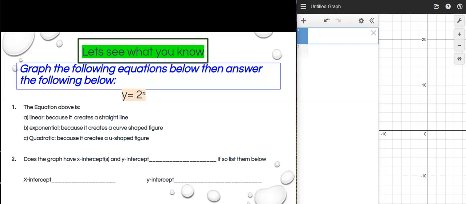So first of all, we're going to start off with a little warm-up just to see what you guys remember. Here it says an equation below, and then answer the following questions that are below here. So I'm going to give you guys a couple of seconds just to go ahead and try to answer those to the best of your ability.